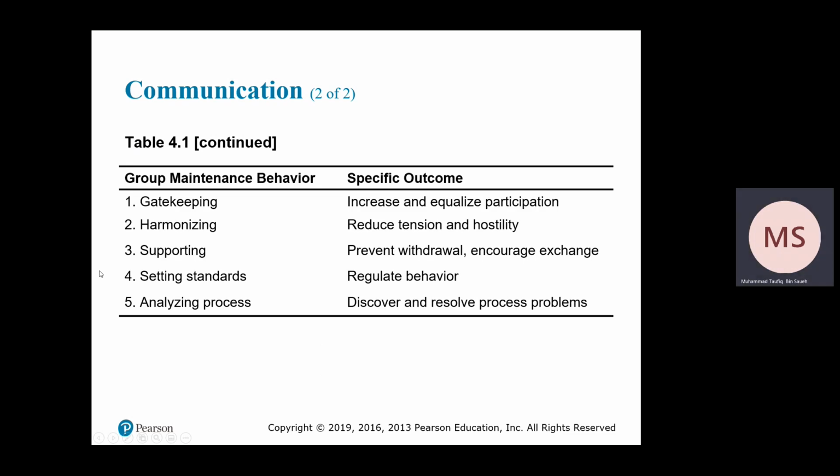And these are the group maintenance behaviors that will happen in the project meeting. First is gatekeeping to increase and equalize participation, harmonizing to reduce tension and hostility, supporting to prevent withdrawal and encourage exchange, setting standards to regulate behavior, and lastly analyzing process to discover and resolve process problems. So like I said before, we use the meeting in the project first of all to disseminate instruction, and at the same time to solve any conflict and to harmonize your team.